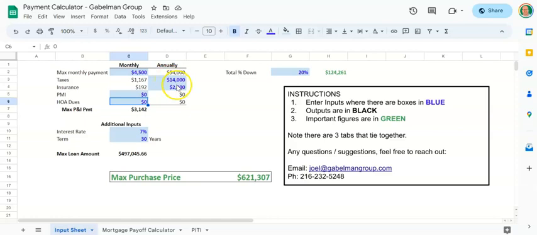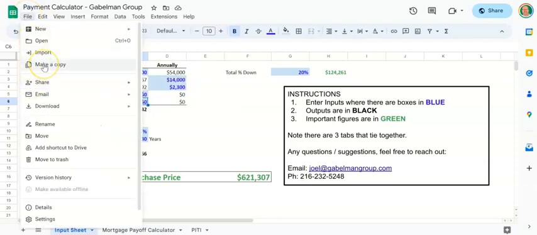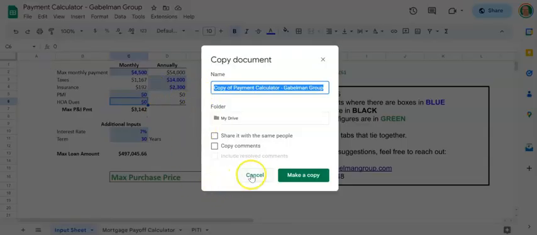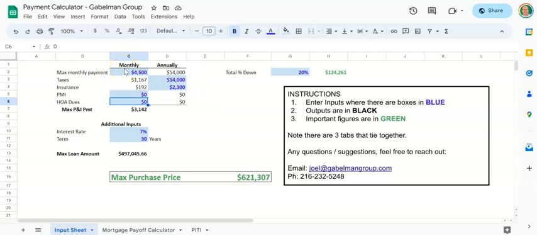Anything in blue is an input cell. Anything in black is a calculation, and anything in green is a number that is important. You're going to want to save a copy. You won't be able to edit this unless you make a copy, because this is going to be shared to other people. And go through a rough example.